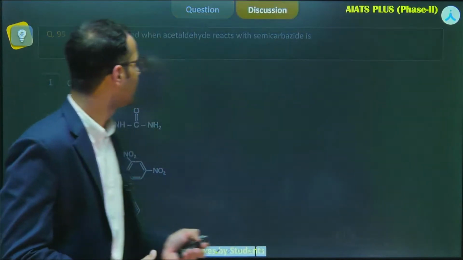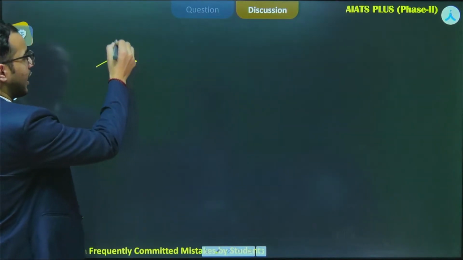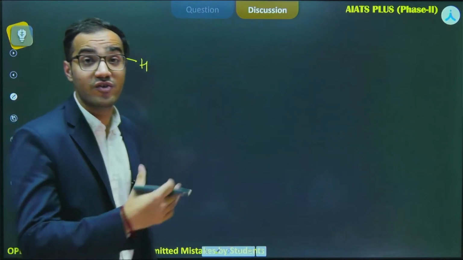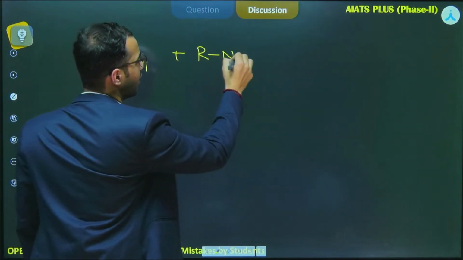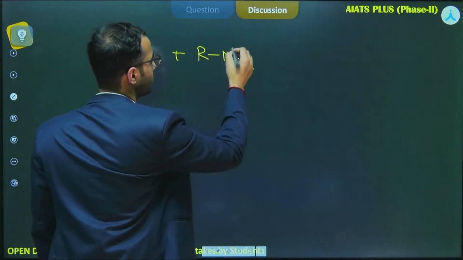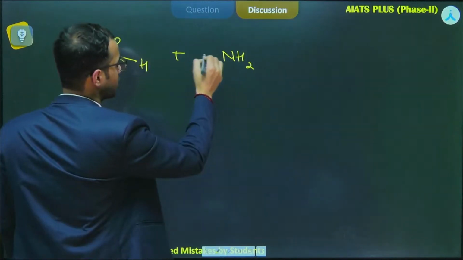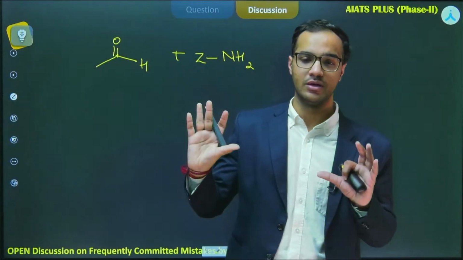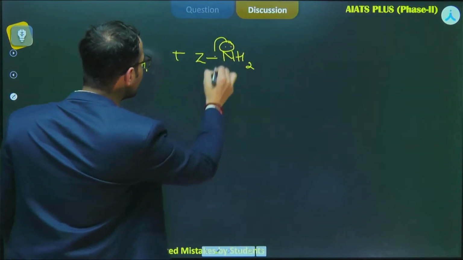Let us see. If you are reacting, let us say you are having the aldehyde, and we are reacting it with, let us say, RNH2. Let us see, we are replacing it with Z, and it can be any substitution. So the lone pair of this nitrogen will go to this.